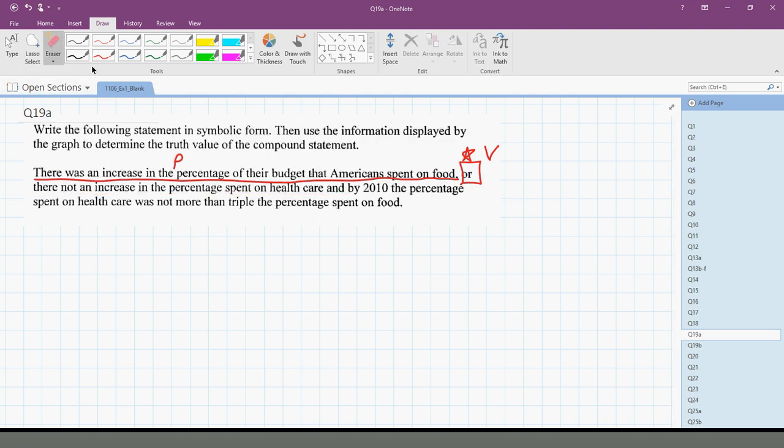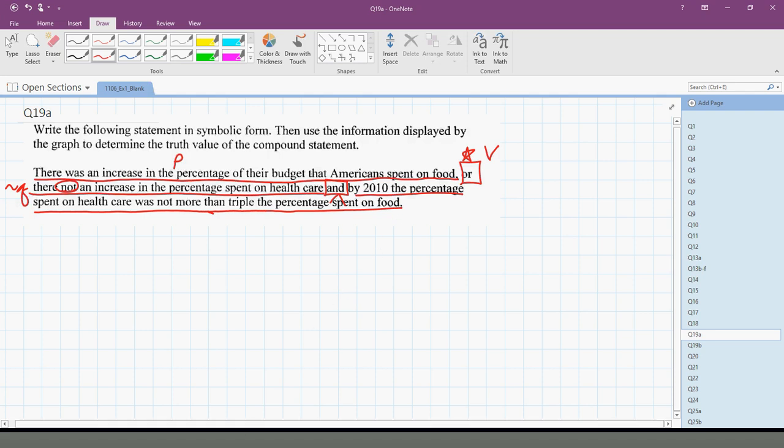Now it says, my next sentence, there is not an increase in health spending. Negate Q. Good, I like it. And I like that you said negate because there is a not in there. So this guy right there looks like negate Q. I see the word and. What is that? The rooftop. And then we got this last statement. By 2010, the percentage spent on healthcare was not more than triple the percentage spent on food. Negate R, because there is also that not there.